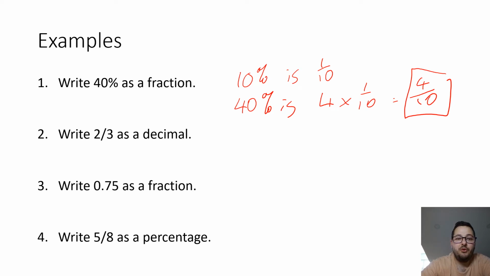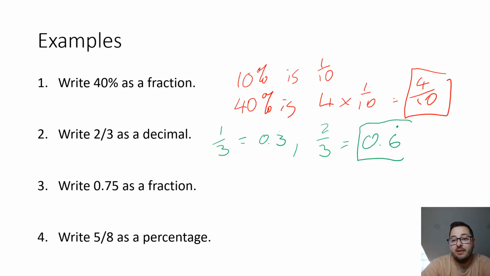Next one, number 2, we want to write 2/3 as a decimal. Well, if you remember, 1/3 is 0.3 recurring, so 0.33333. So to times that by 2 to get 2/3, we're going to get double 3 is 6, so this is going to be 6 recurring, 0.6666.